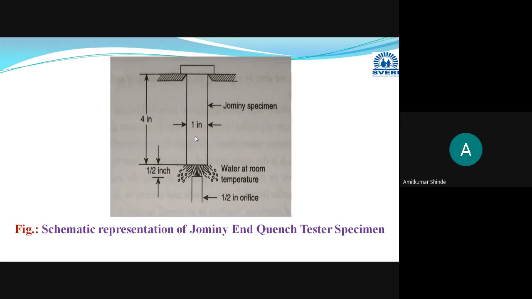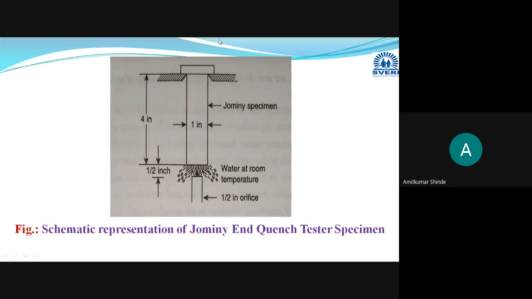And here you have to provide sufficient holding time, so that uniform heating will occur, equal heating or equalization of temperature will take place, and only austenite phase will be there. This kind of steel will be termed as austenitized steel. Okay, and after that you have to take this sample.